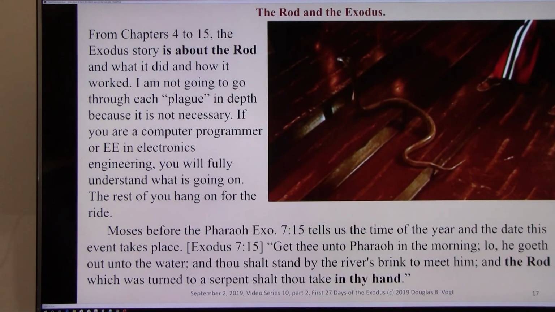From chapters 4 to 15, the Exodus story is really about the rod. It's not about Moses really, other than what he was physically doing with the rod. The rod is really the subject of these verses here. And the reason being is what it did. Whether it ever became a snake, I don't know. That was the opening volley between Moses and the Pharaoh Amenhotep IV.